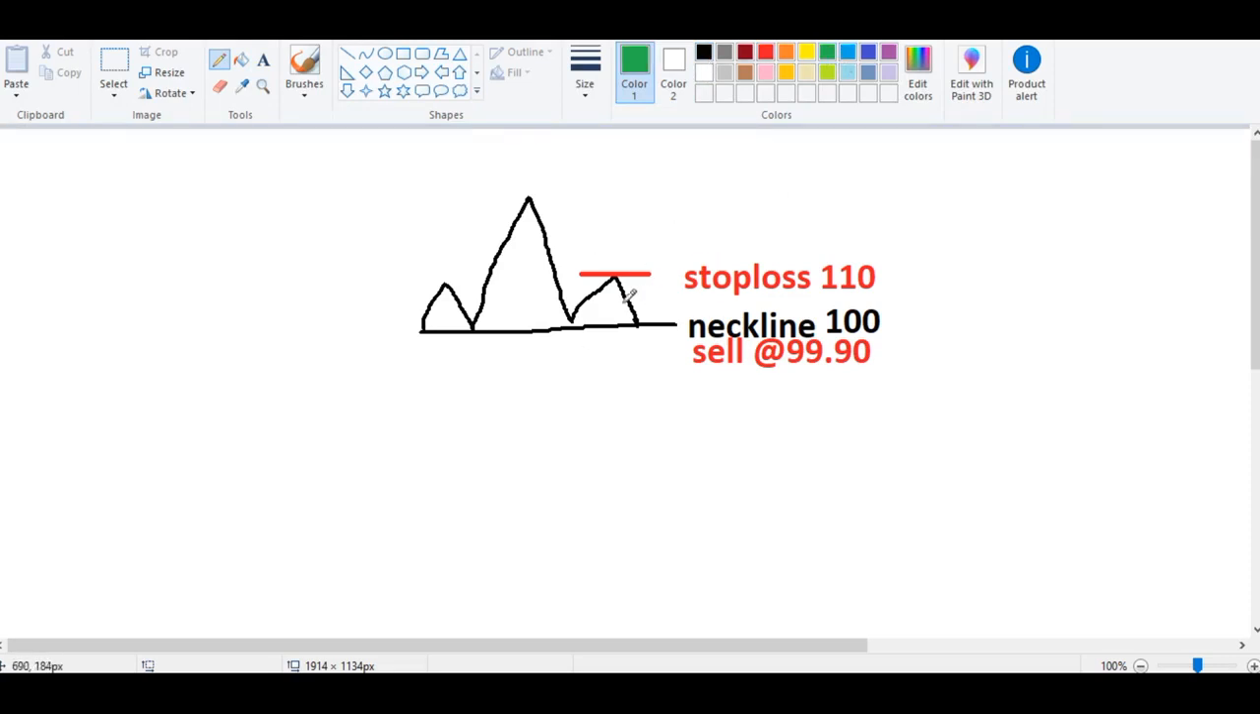Now we can also calculate targets based on this pattern, right? And we can set two types of targets. My first target will be the difference from the neckline to the stop loss. The difference from the stop loss to the neckline is 110 minus 100, which is 10 rupees. So my first target will be 10 rupees, which can be at 90.